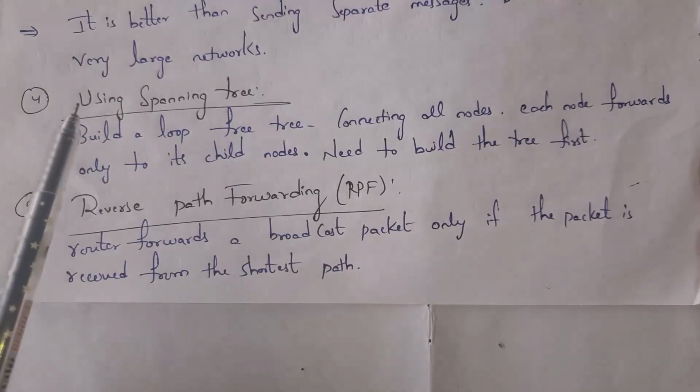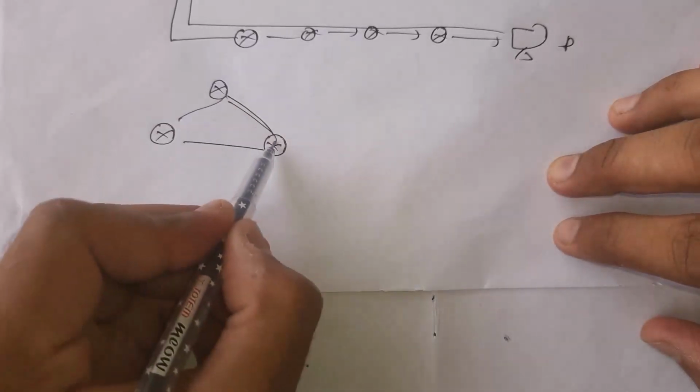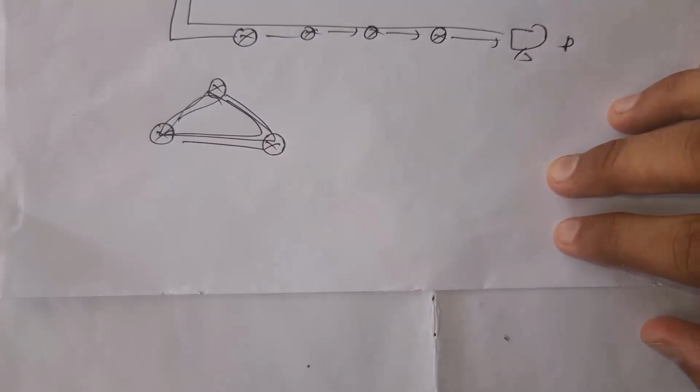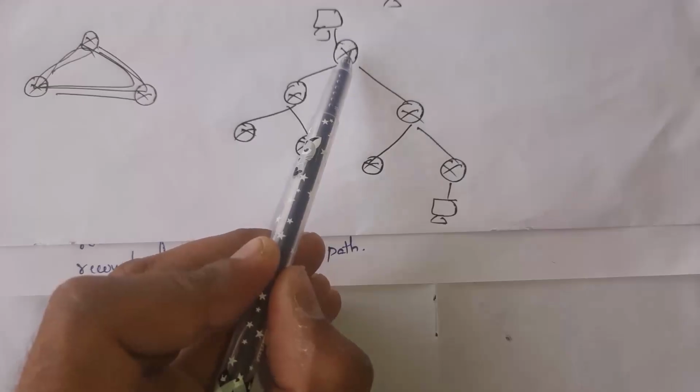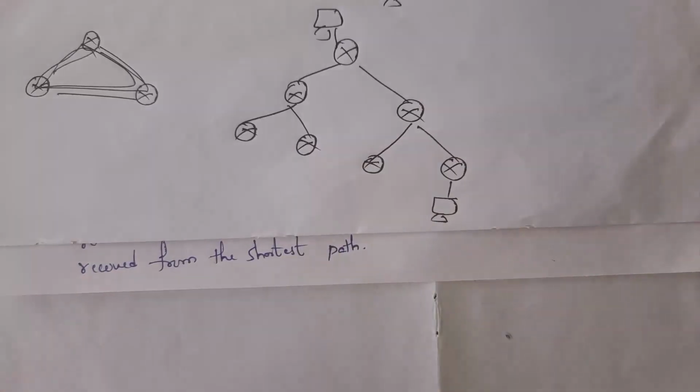And the fourth broadcast routing algorithm is spanning tree. A loop is like a circle, repeating the same message again and again. So what the spanning tree technique will do is create a loop-free tree. And in spanning tree, each router will forward data to child routers until the data reaches the receiver.